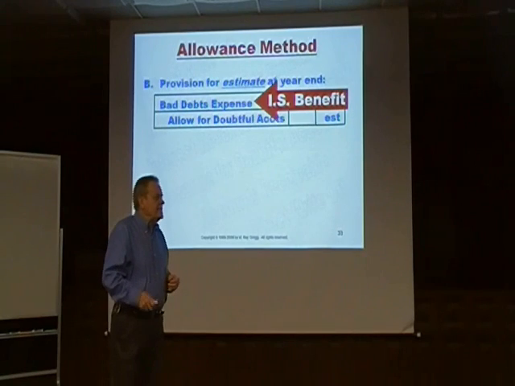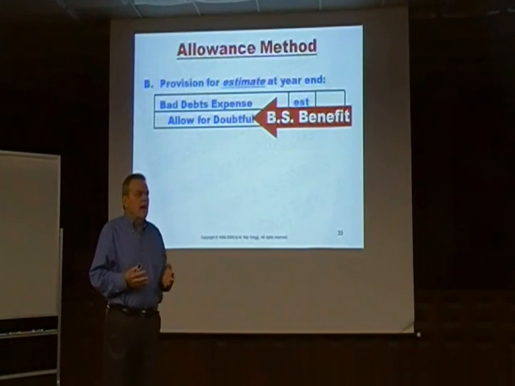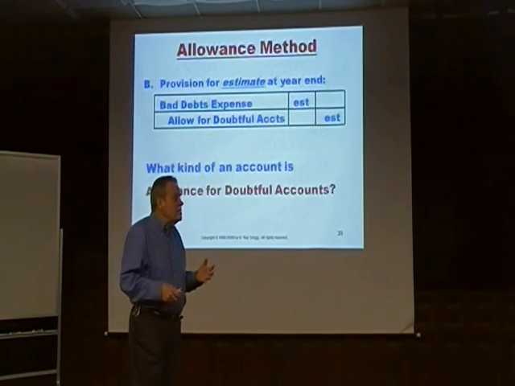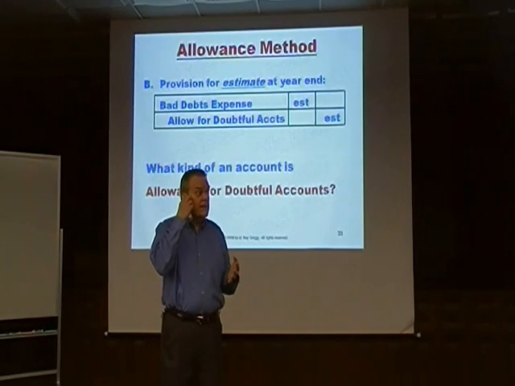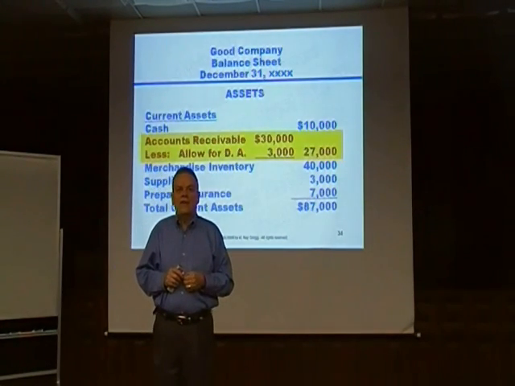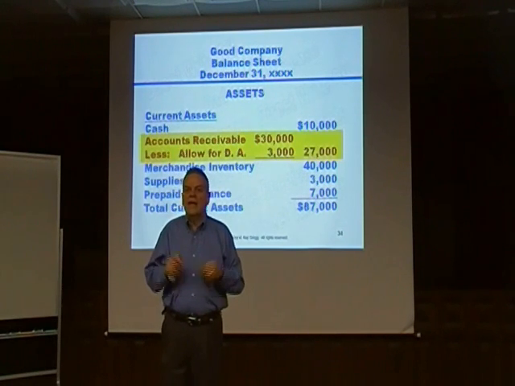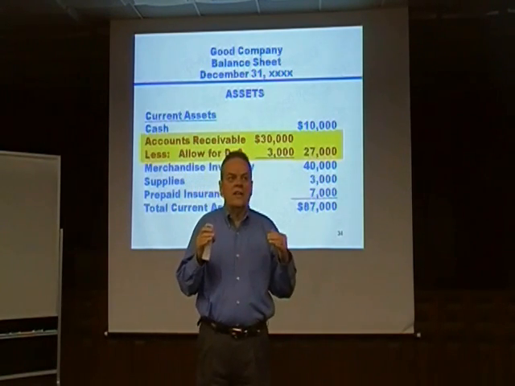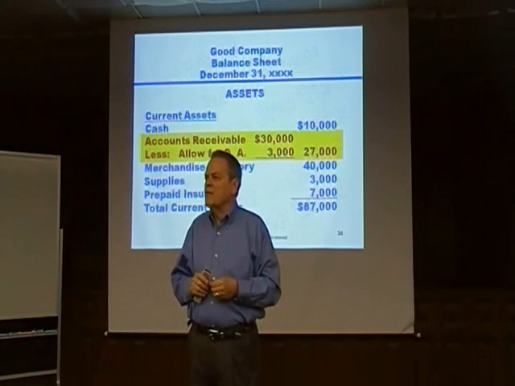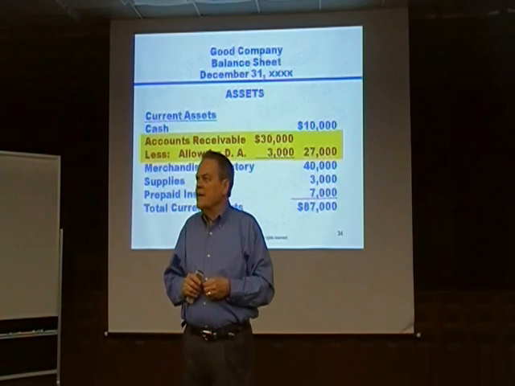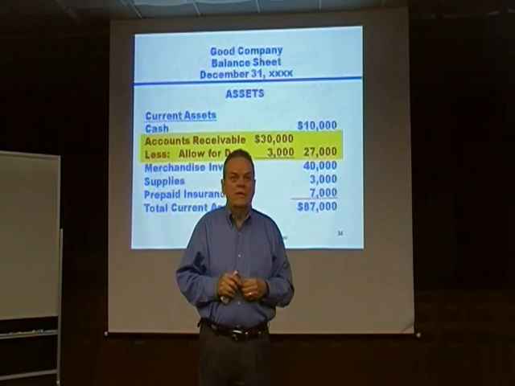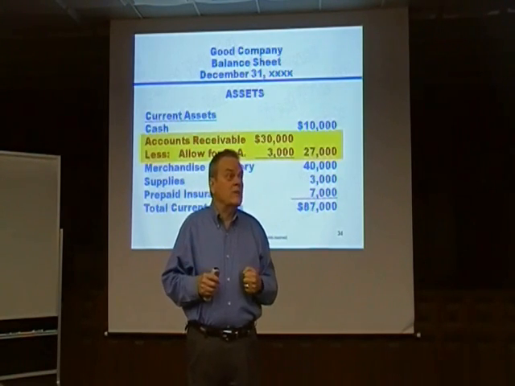Well, how about guessing what kind of an account allowance for doubtful accounts is? Can you envision it on the balance sheet? Can you think about what its nature might be? I filled in the question marks. Accounts receivable minus allowance for doubtful accounts. What kind of an account must allowance for doubtful accounts be? Say something. It looks like contra asset, doesn't it? It's contra receivables. So it's one of the many contra accounts we've learned.